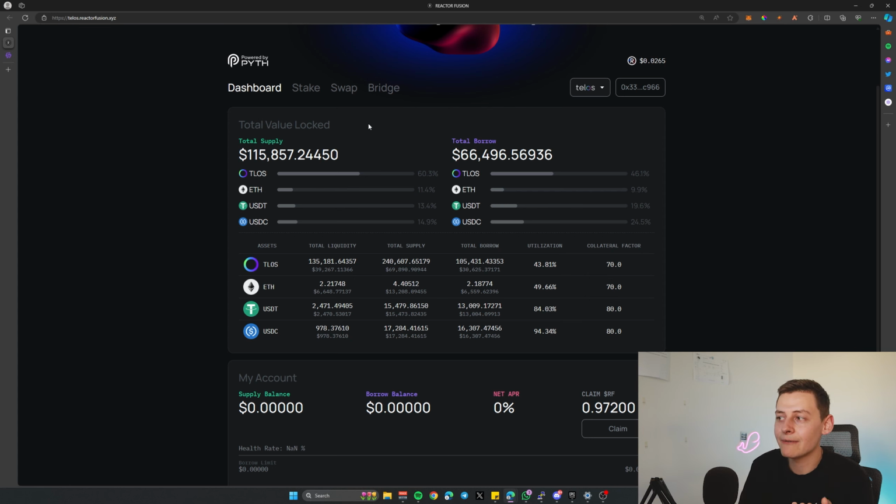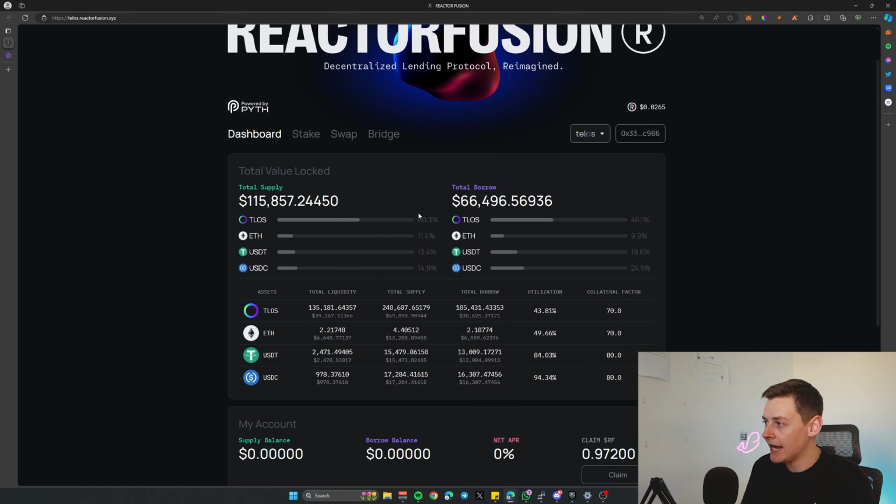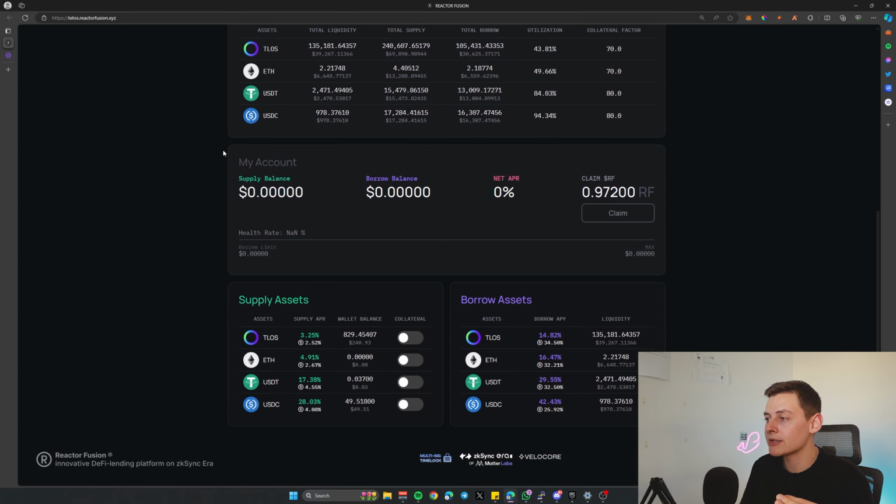So currently there's $115,000 supplied. So people have put in over $115,000 worth of cryptocurrency into Reactor Fusion. And $66,000 of that is currently lent out in loans. Now that's a healthy mix. But more importantly, when you scroll down, you'll start to see my account. And then these are the actions where you can interact with Reactor Fusion.